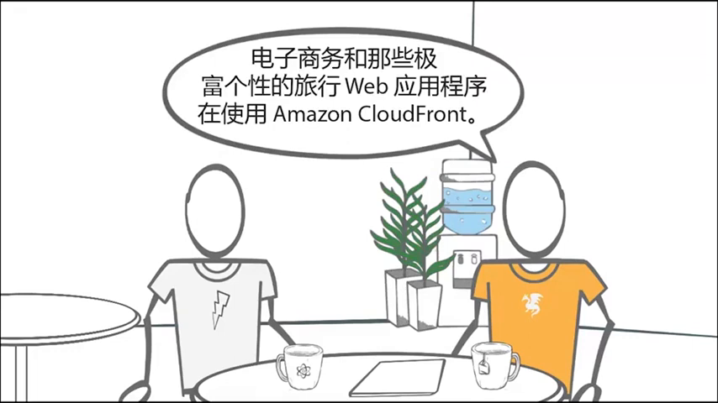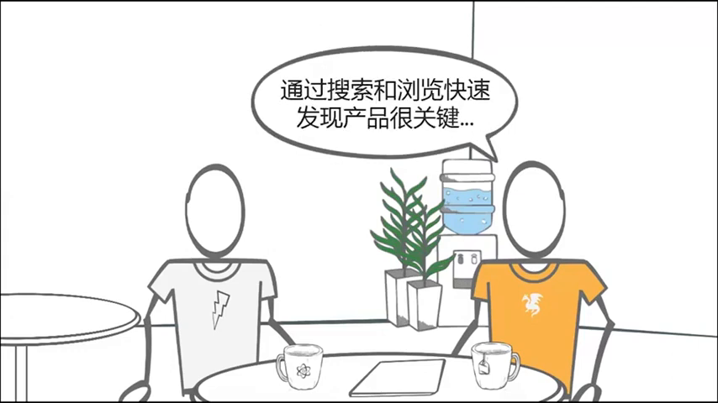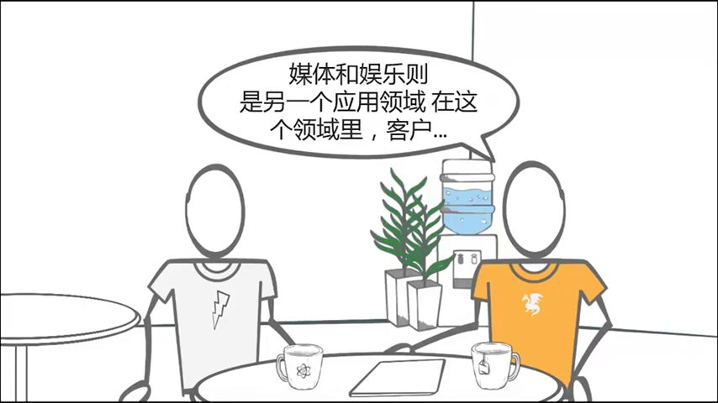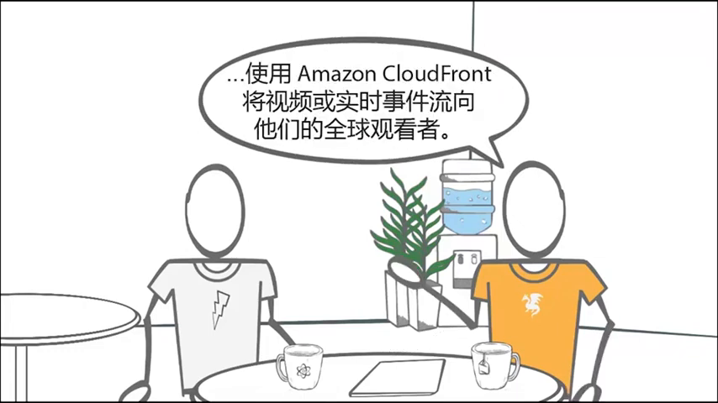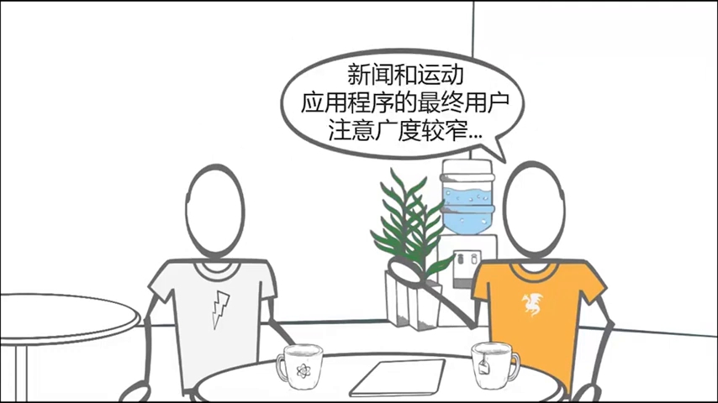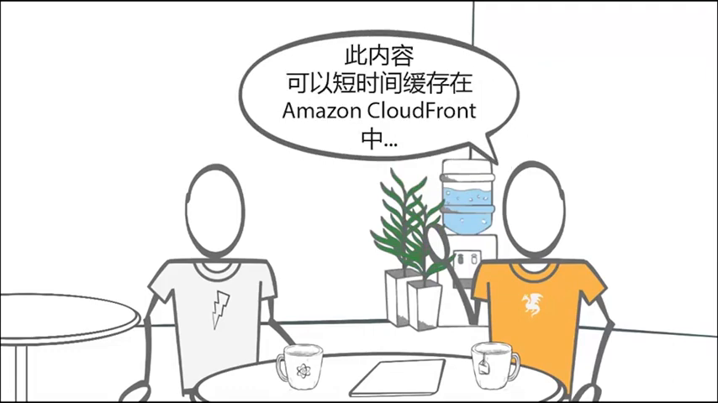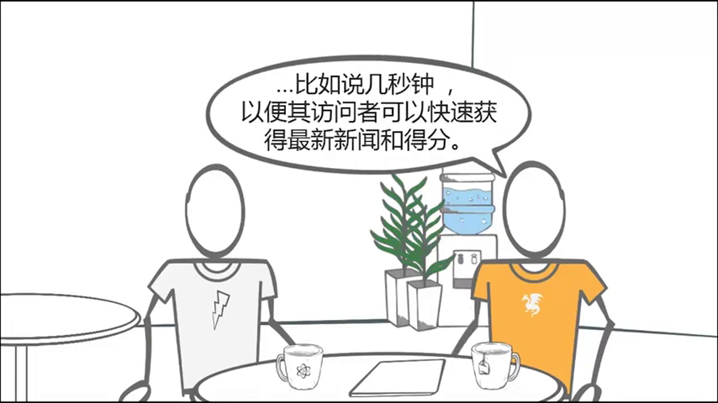Amazon CloudFront is being used by e-commerce and travel web applications that are highly personalized. Fast discovery of products via search and browse is critical, since their site performance often translates directly into revenue and end-user loyalty. Media and entertainment is another area where customers are using Amazon CloudFront to stream videos or live events to their global viewers. With shorter attention spans of end users, news and sports applications need to be customized to each end user. This content can be cached in Amazon CloudFront for short periods of time, like a few seconds, so that their visitors can get the latest news and scores quickly.